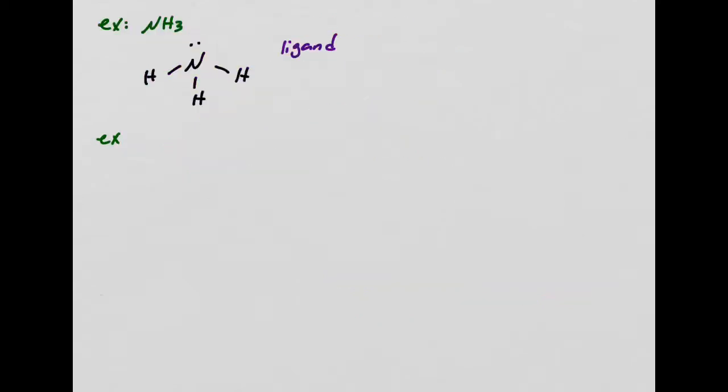It would be cobalt with 6 ammonia around it. And then here is the charge for the entire complex. This one right here is the charge for the entire complex. So I have a cobalt here, and if NH3 is my ligand, it's going to be surrounded by 6 ammonia.